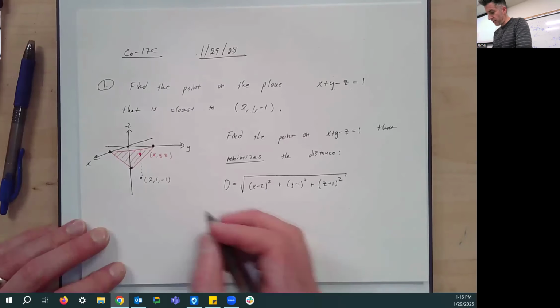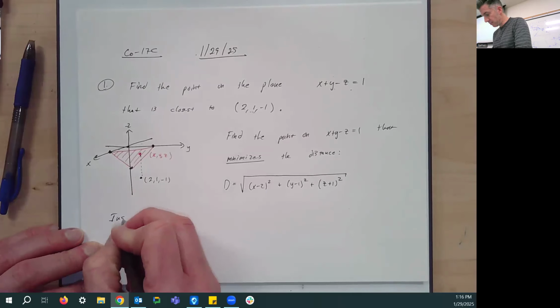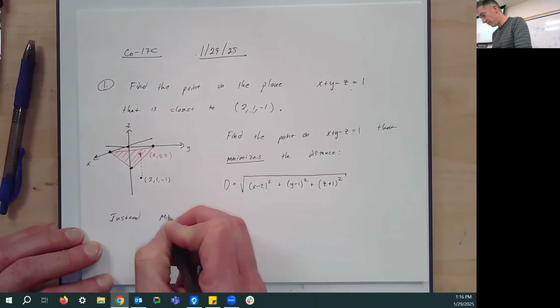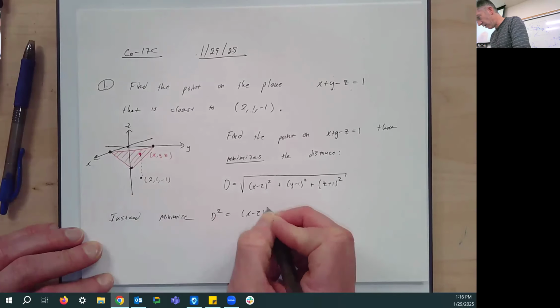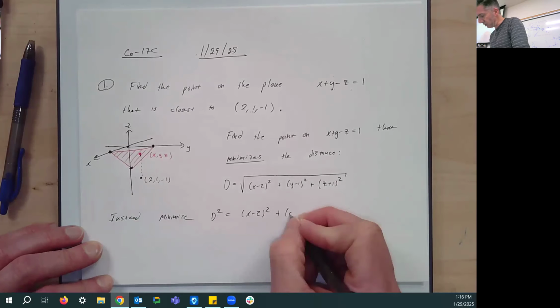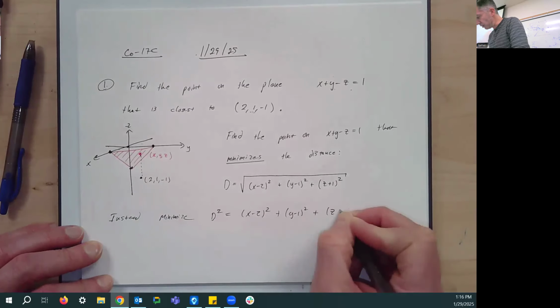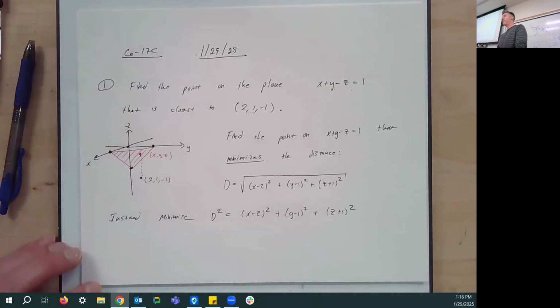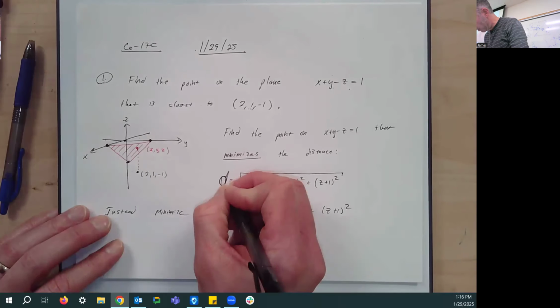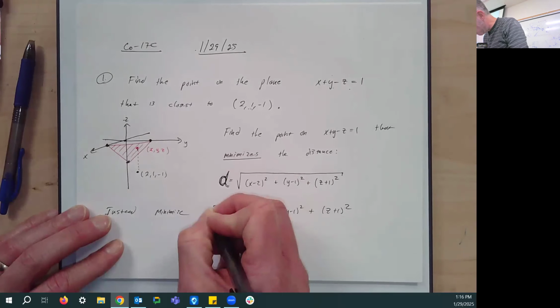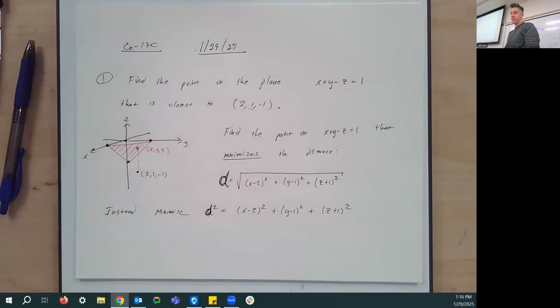So instead, we're going to minimize d squared, which is (x minus 2) squared plus (y minus 1) squared plus (z plus 1) squared. I'm going to make a small change here, which is not that big a deal, but it's a big enough deal I'm going to make it. Instead of calling this uppercase D, I'm going to call it lowercase d because we use uppercase D for the thing we're going to do later with the second partial derivative. So let's call this a lowercase d. Sorry, that's kind of terrible to change in the middle here. Lowercase d squared.